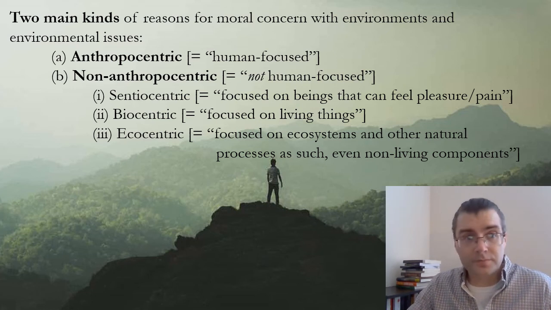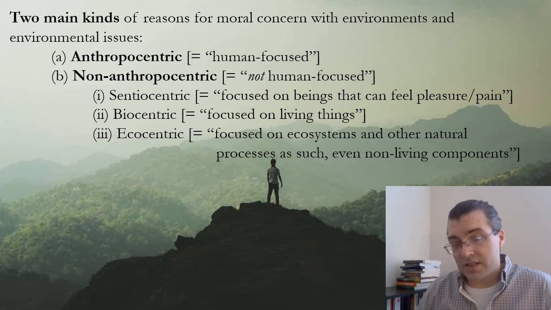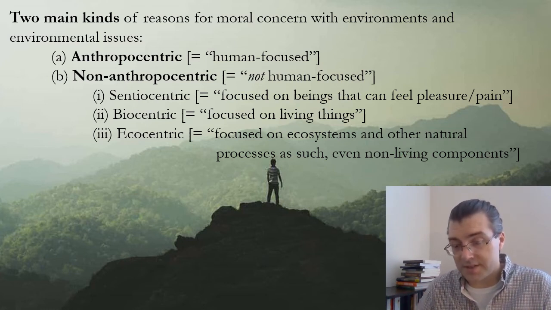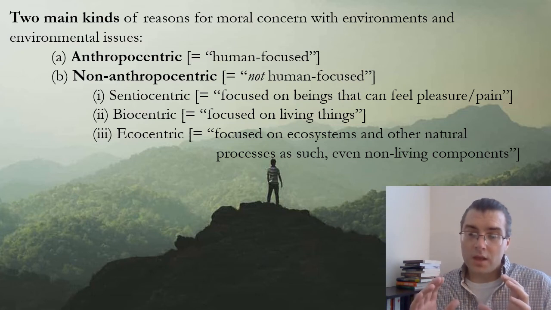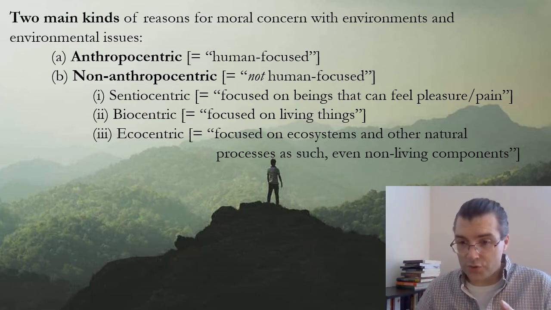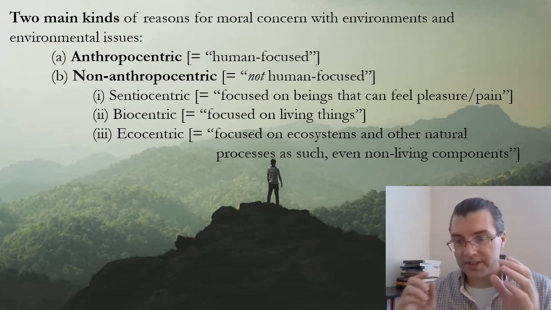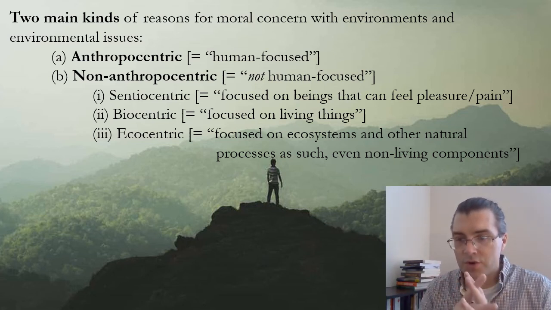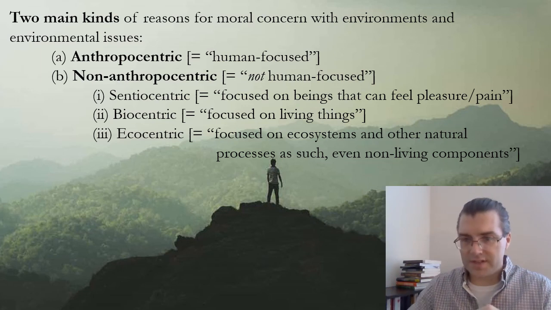And biocentric positions don't think that there's a basis for our moral concern with environments in a concern for any non-living things. And then finally, there are ecocentric approaches, which say that the basis of our moral concern with environments comes from some kind of goodness of ecosystems or other natural processes as such, and this can include non-living components. So the ecocentric approaches are, in a way, the most radical of the non-anthropocentric approaches. And so if you want a very stark contrast, you can just contrast the anthropocentric and the ecocentric approaches. But I wanted to at least identify that there are these slightly intermediate positions in between, the sentiocentric and the biocentric. And we'll read arguments that can be classified as one of each of these types.